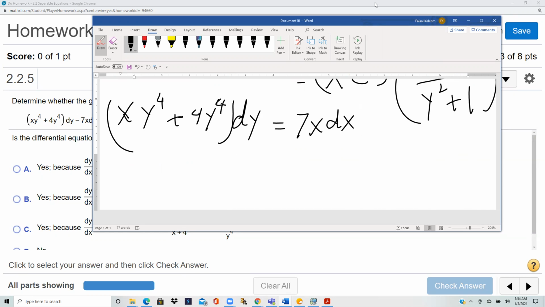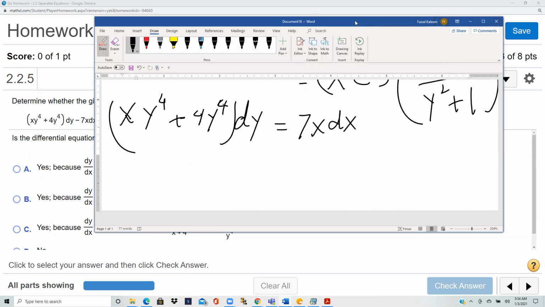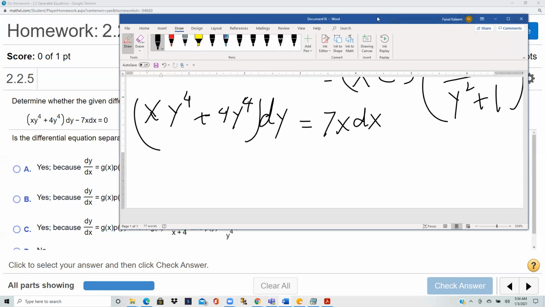I've moved this 7x dx to the right side of the equation, and then I bring this dx down, so I get dy by dx equals 7x, and that other factor on the left comes in the denominator, x y to the 4 plus 4 y to the 4. So I can also factor out a y to the 4 from here, and I'm left with x plus 4.